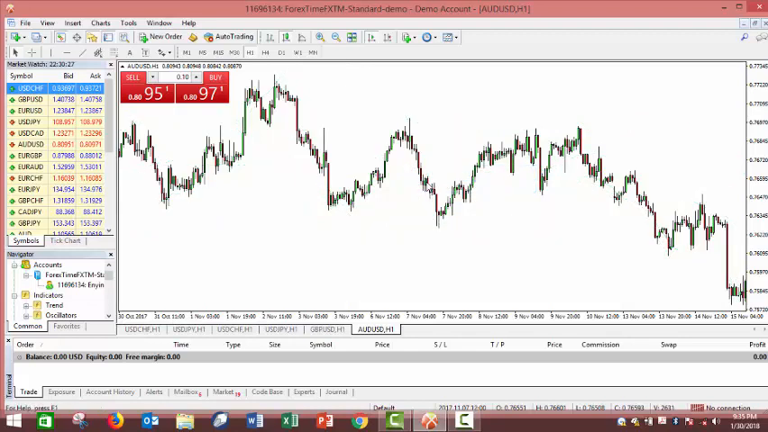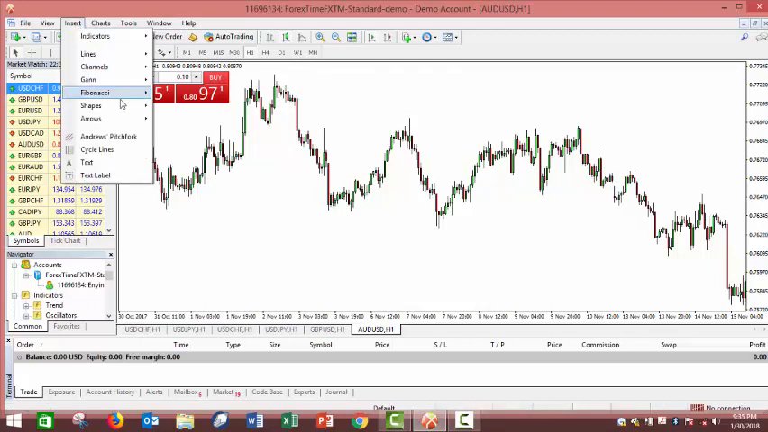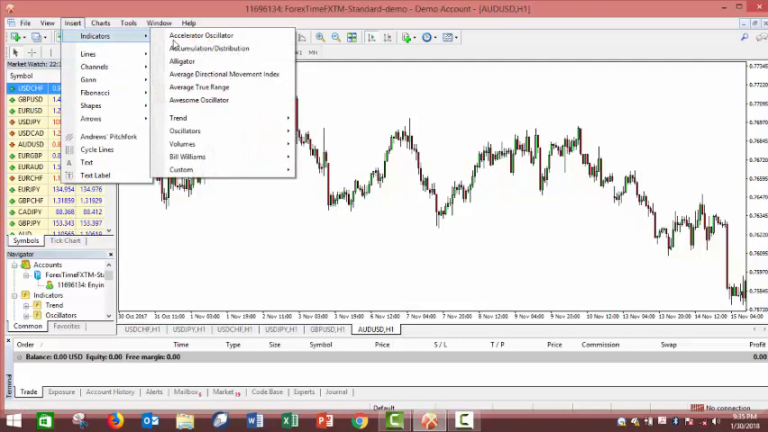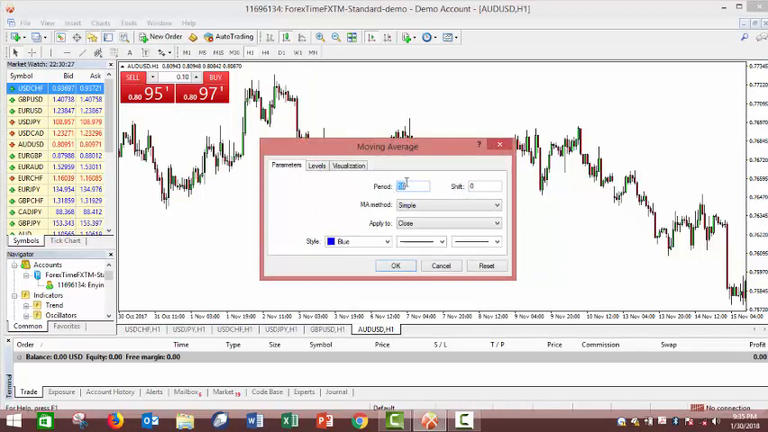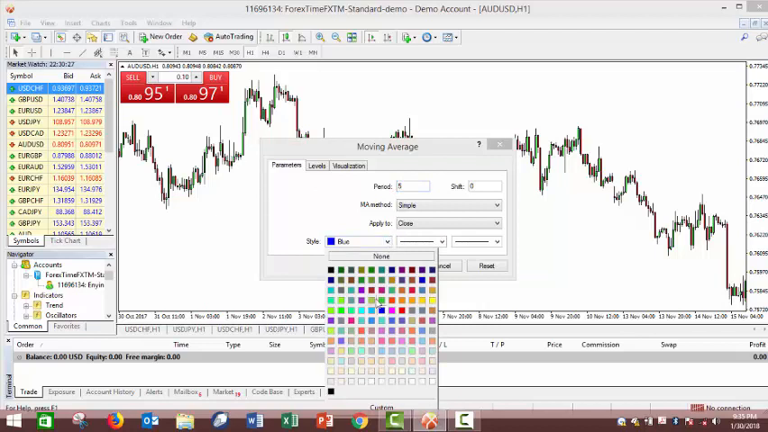Okay, so if you want to trade with the 2E trading system, this 2E trading system is a trend following system using indicator, using two moving averages. You are using moving average 6 and moving average 21. So you insert your moving average 6. You can make the color green.